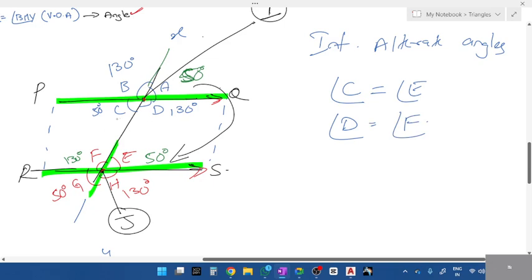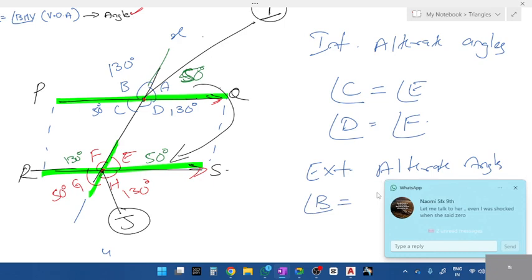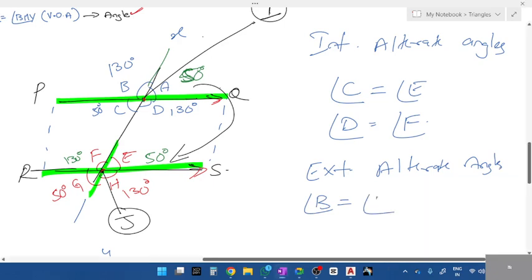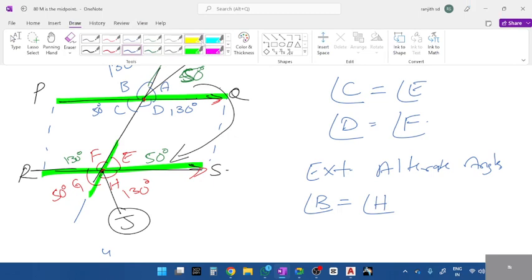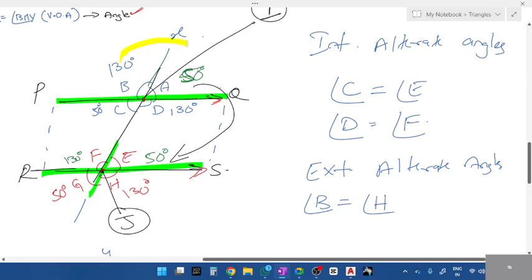If these two are interior alternate, what are the four angles which are formed outside? Can you all tell me exterior alternate angles? What are exterior alternate angles? Angle P. Yes, exterior alternate angle. Look at exterior alternate: B, A, H, G. What are the angles we have? B, A, H and G. In this, which two are alternate, students? B and H.